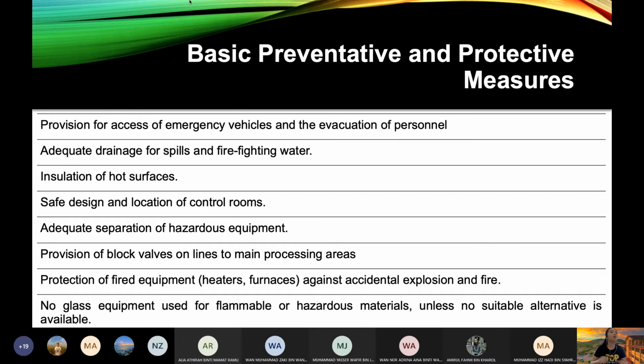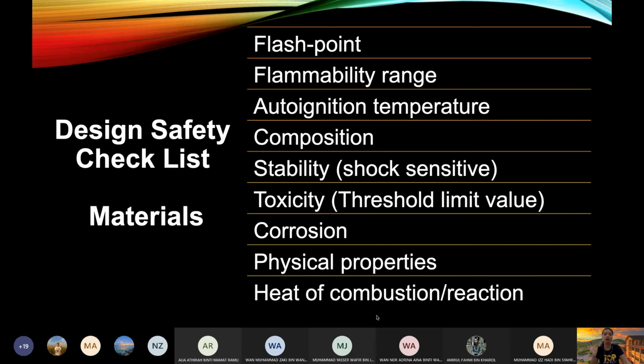Okay, so next one, of course, protection of fired equipment, heater, furnace yang temperature tinggi, you have to make sure they are safely protected. Sebab tu saya kata, one of it is the blast wall, kan, macam kita baca tadi. Okay, then types of material construction. No glass equipment for flammable hazardous material. So kamu tahu kalau kamu menggunakan chemical yang flammable, hazardous, janganlah guna glassware. Okay, janganlah guna glass equipment. So this is more towards the design of equipment.